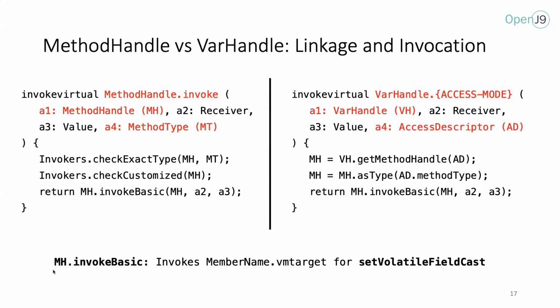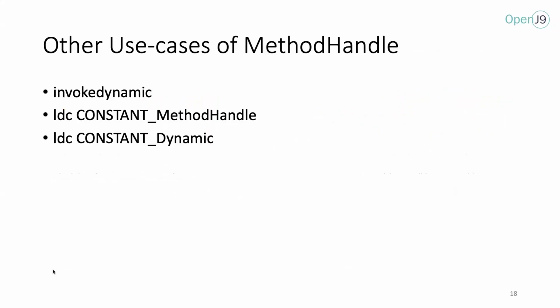So this slide should highlight the differences between how MethodHandle.invoke and VarHandle access mode operations vary. There are other use cases of a method handle. Method handles can be used for the invokedynamic bytecode, and they can also be used in the LDC bytecodes for certain constant pool entry types.